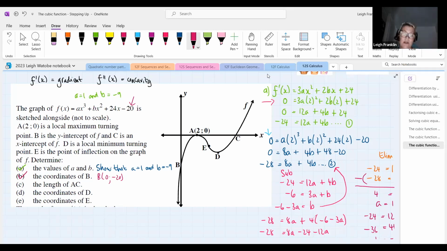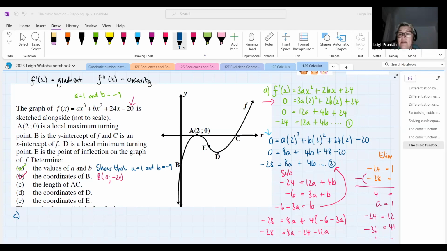Excellent. Next question, the length of AC. So we know what this question's asking for us. They want to know the length of AC, but what do we need in order to be able to calculate the length of AC? What's implied by the question? It's not explicitly asked for, but it's implied that we need to calculate it. Exactly, the other x-intercept, the x-intercept at C.